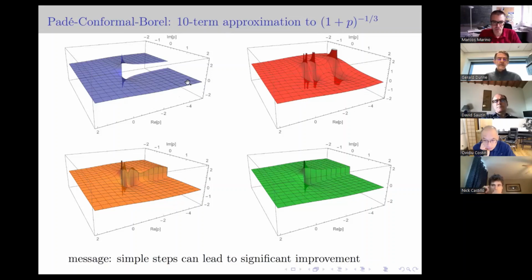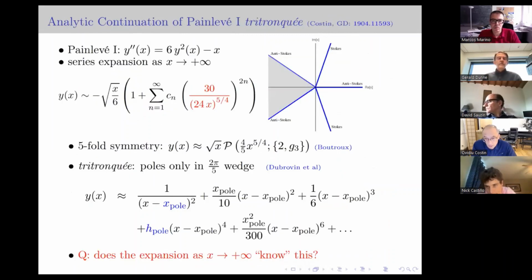So for now, this simple exercise, which is actually quite relevant in many examples in physics, that the dominant singularity behaves like this, the message is that very, very simple steps that are really easy to implement can lead to dramatic improvement in extrapolation and analytic continuation, both in how far you can go, in distance, but also in angle, in terms of rotation. So let me give you a more detailed example.